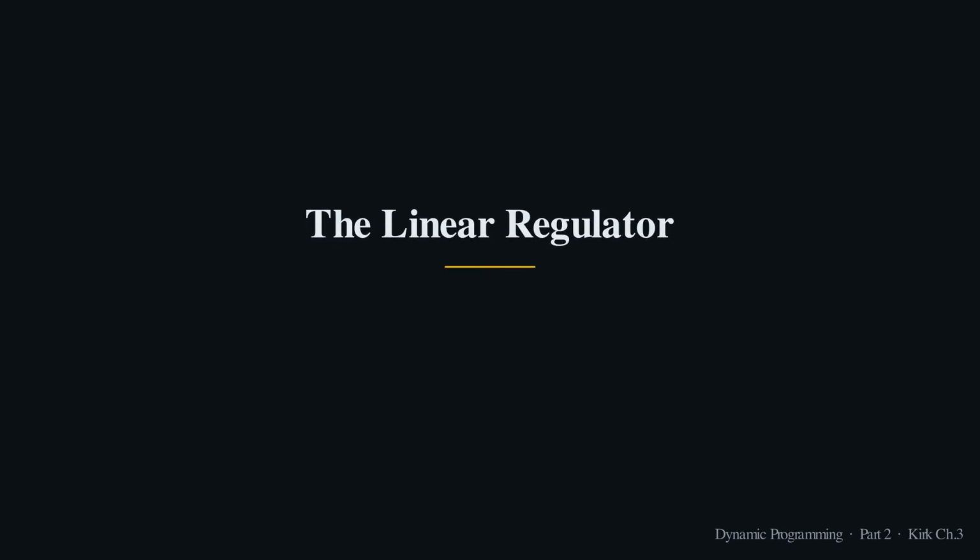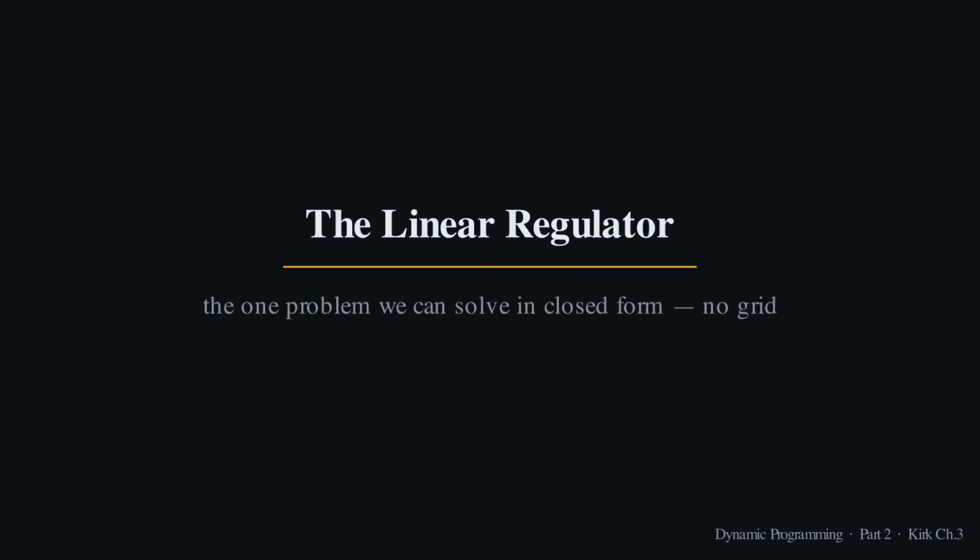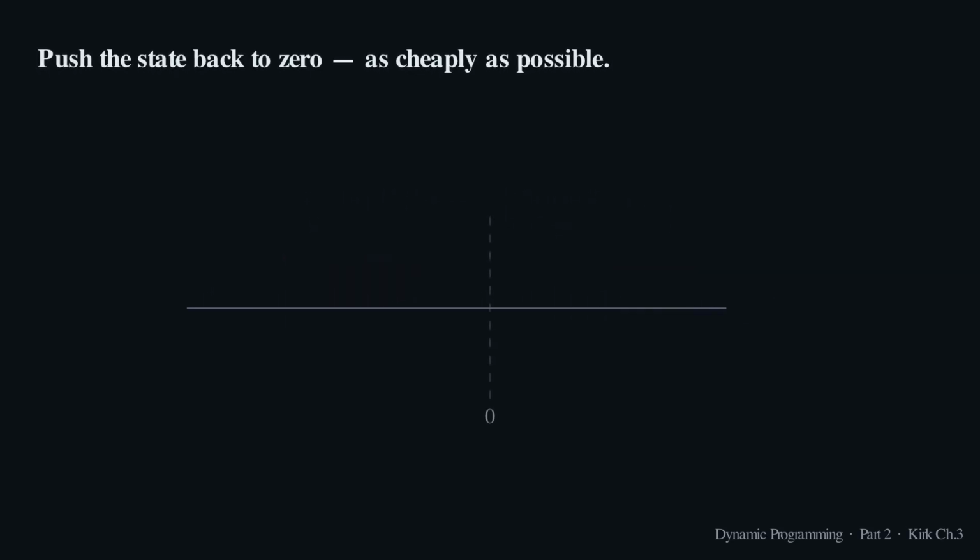Start with the first question. We're going to pick a very particular kind of problem and get our reward in closed form. It's called a linear regulator, and the picture behind the name is simple. Think of a controller whose only job is to push the state back to 0 and to do it as cheaply as possible. A thermostat hunting the set point, a rocket killing a wobble. The state has drifted and we want it home.